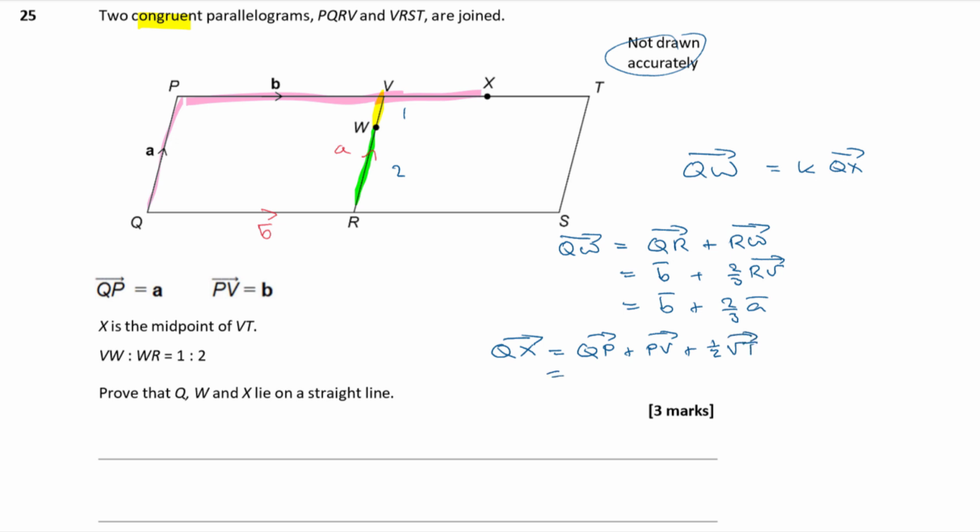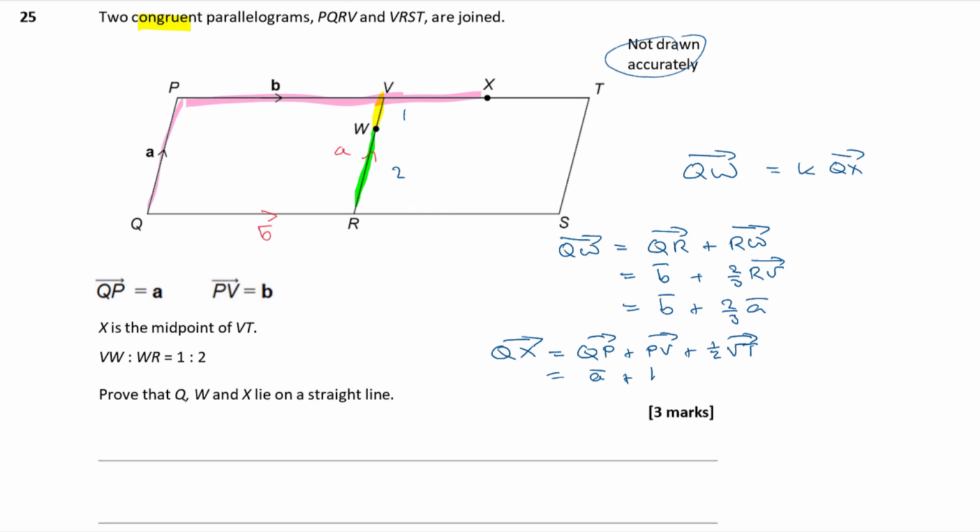Okay, so that is going to be Q to P I know is A, P to V is B, and V to T is B, so half V to T is going to be half B, isn't it? So adding that up then, that's equal to A plus B plus half B, that's 3B over 2 then, isn't it? Okay, so now I've got expressions for QW and QX. Is there a way of showing that one is a multiple of the other?